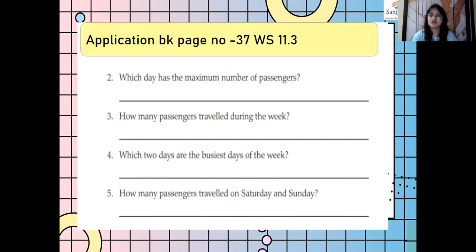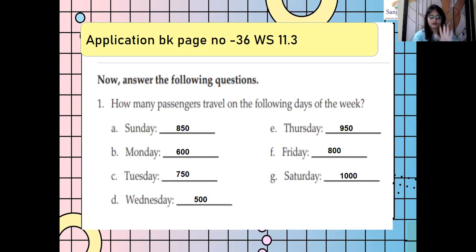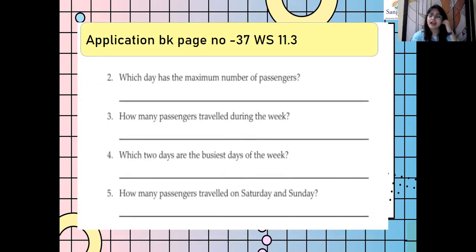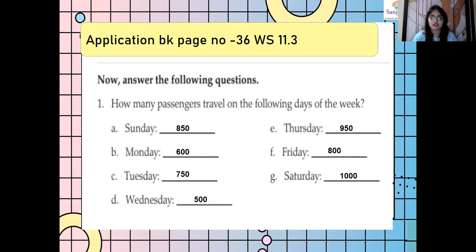Now, this was the first question. Okay, we have completed our first question. Now look at the second question. Which day has the maximum number of passengers? Saturday has the maximum number of passengers, that is 1000 passengers.